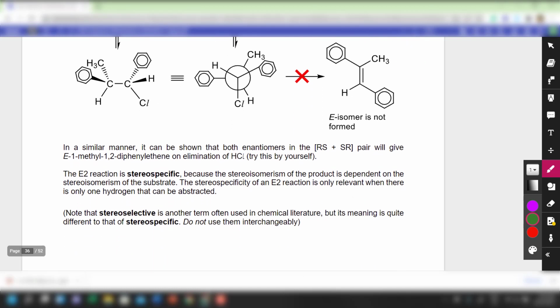So this kind of reaction is known as stereospecific because the stereoisomerism of the product is dependent on the stereoisomerism of the substrate, which is what I highlighted to you earlier on. Stereospecificity of E2 is only relevant when there is one hydrogen that can be abstracted. Only one. Over here I also gave a remark: stereoselective is another term, but it means differently from stereospecific, so don't use them interchangeably.